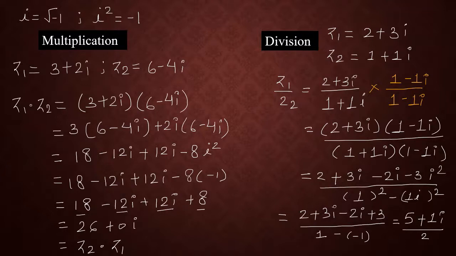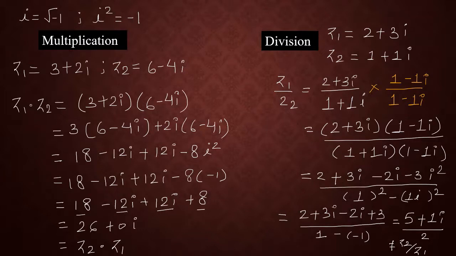And one more property you can obtain from this: z1 upon z2 is never equal to z2 upon z1. Be careful of this. z1 upon z2 is never equal to z2 upon z1. So these are the basic operations which are very much helpful for further questions of the exercise. So that's it about the operations on complex numbers.